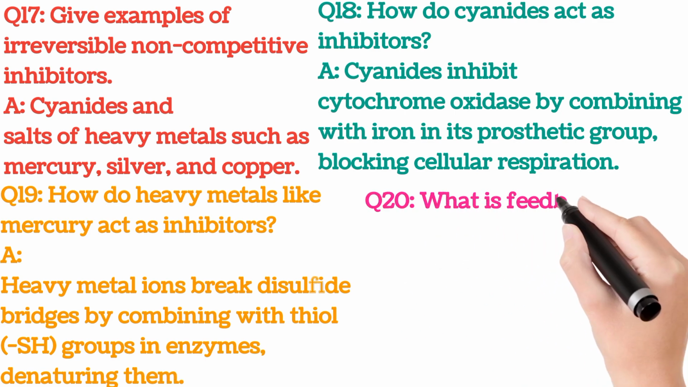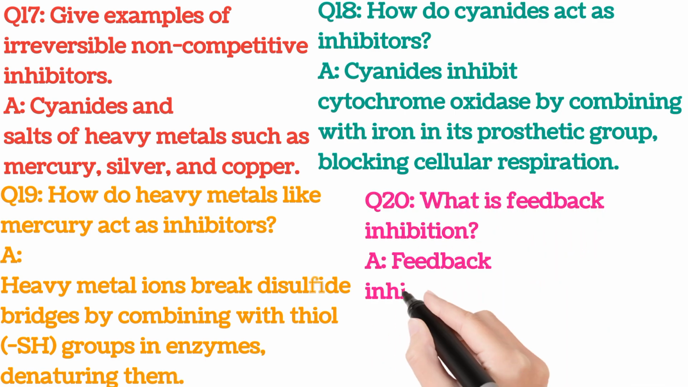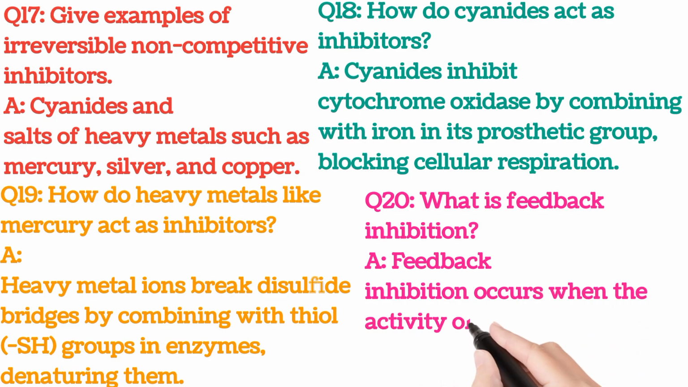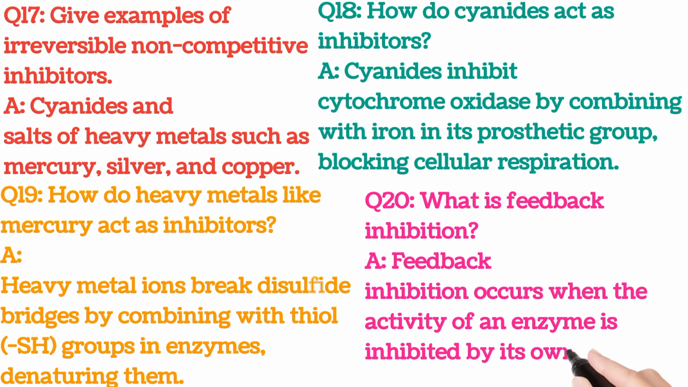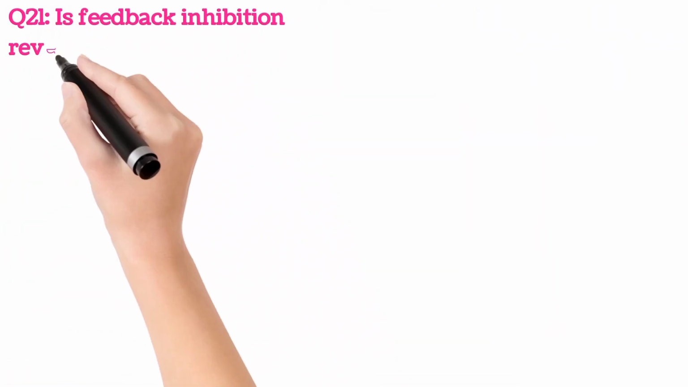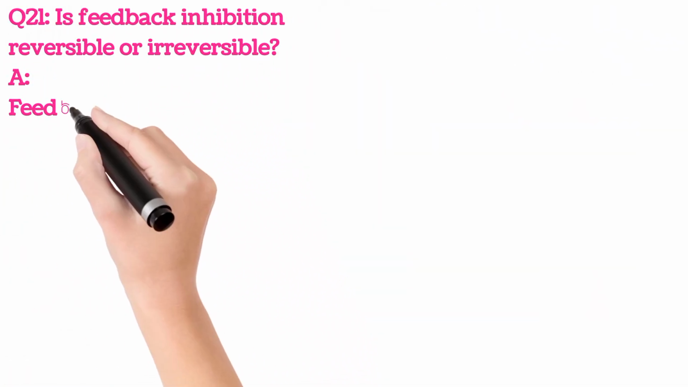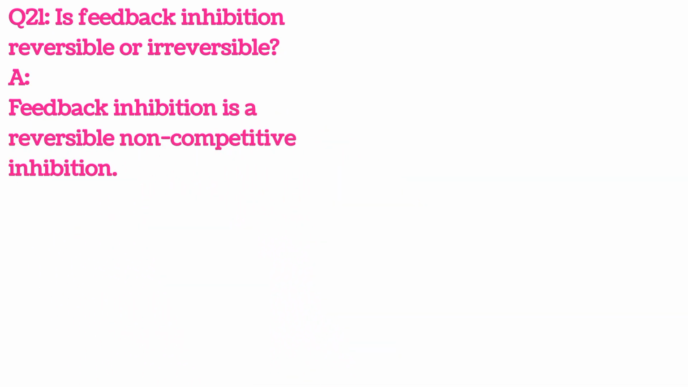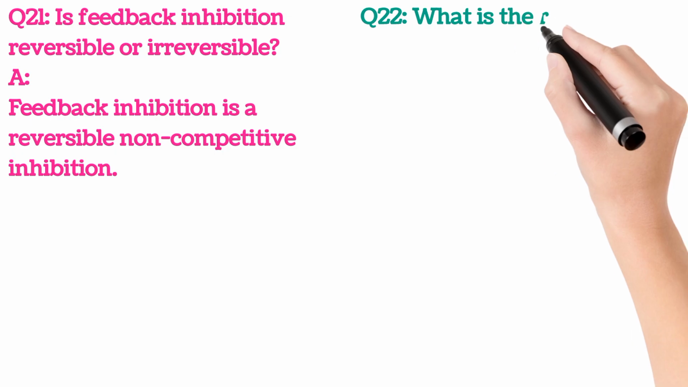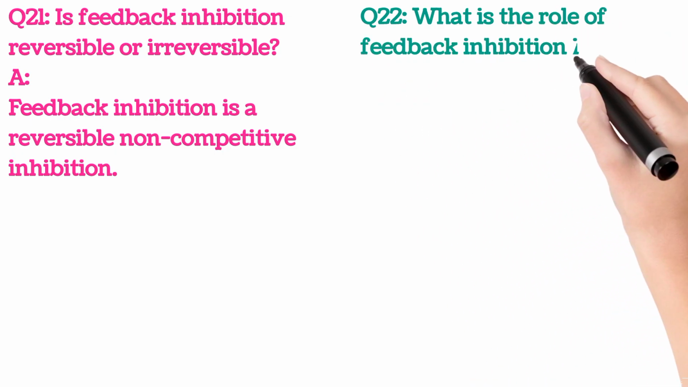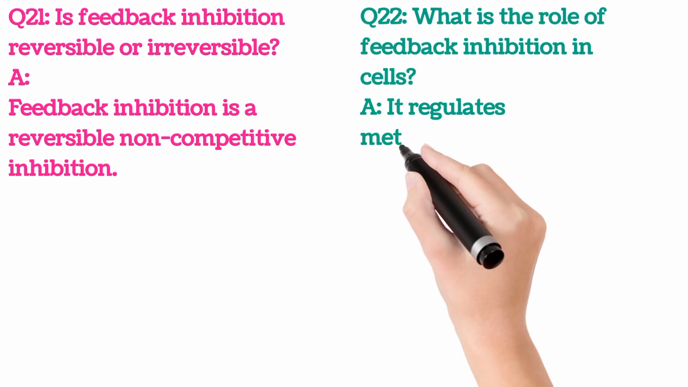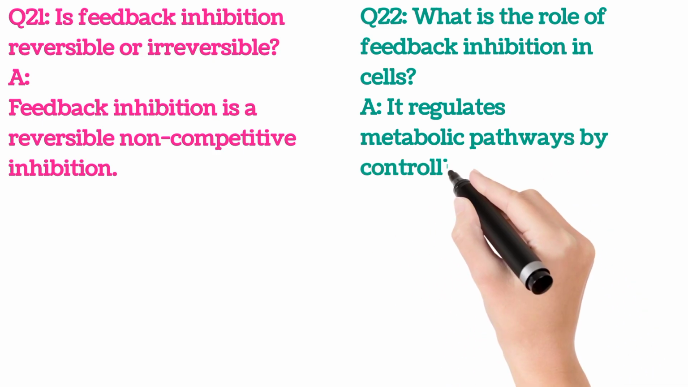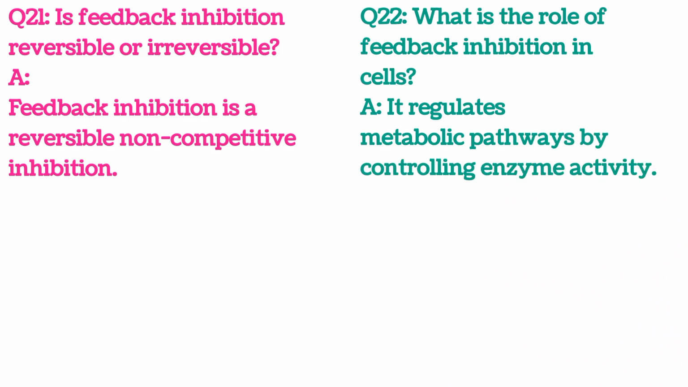20. What is feedback inhibition? Feedback inhibition occurs when the activity of an enzyme is inhibited by its own product. 21. Is feedback inhibition reversible or irreversible? Feedback inhibition is a reversible non-competitive inhibition. 22. What is the role of feedback inhibition in cells? It regulates metabolic pathways by controlling enzyme activity.